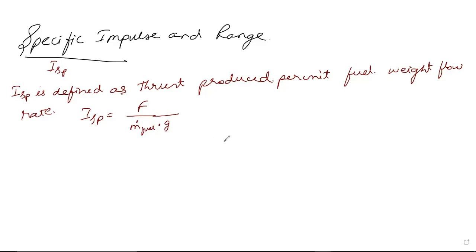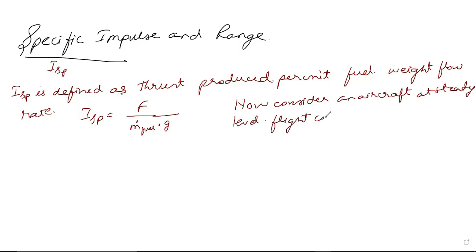Now let me give you the idea. Consider an aircraft at steady level flight condition. Then what will happen? It will be T equal to D, right? Thrust equal to drag and lift equal to weight. That is the formula, right? Now here we are taking thrust equal to drag, which you can say is basically L upon D.